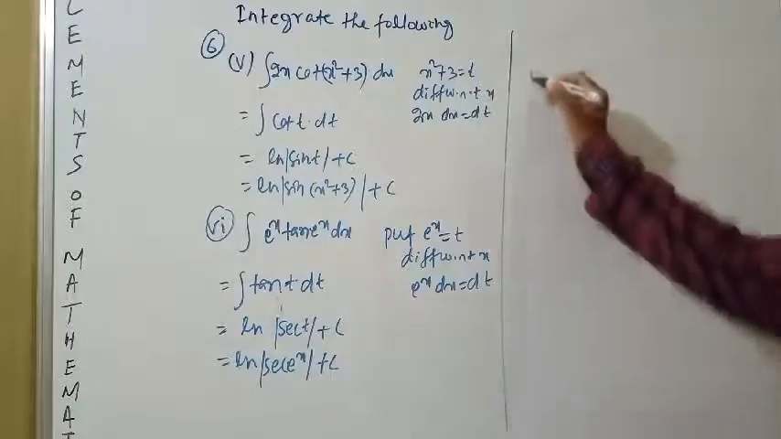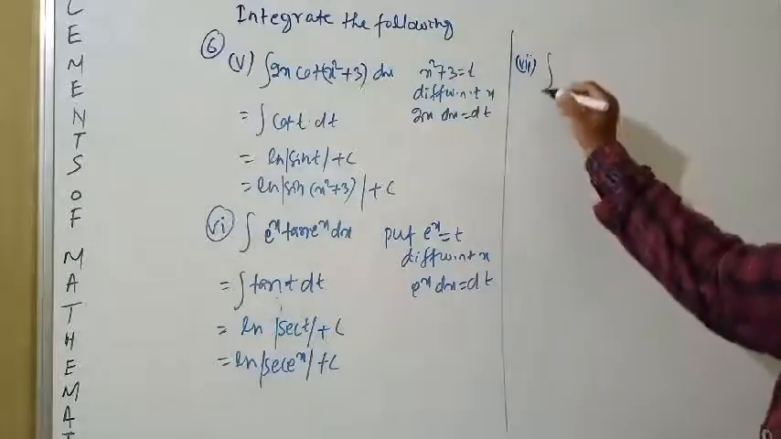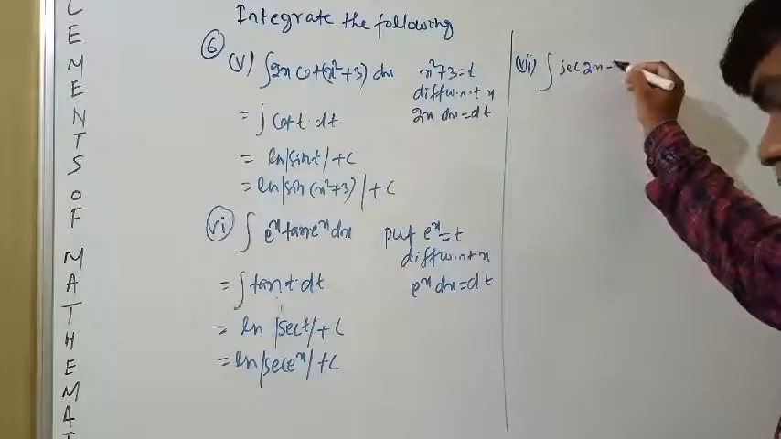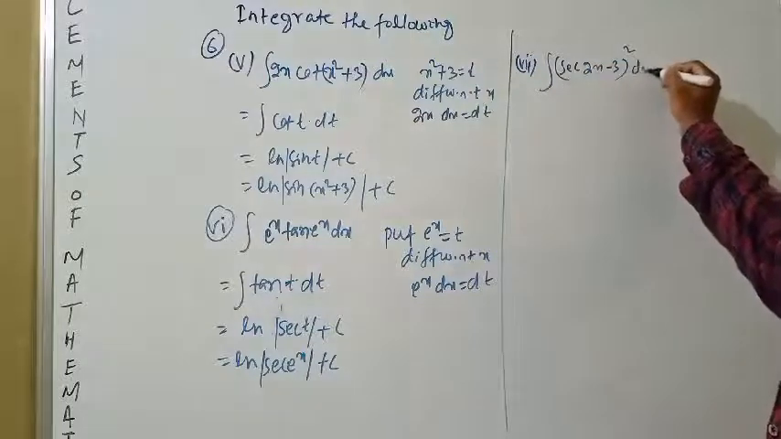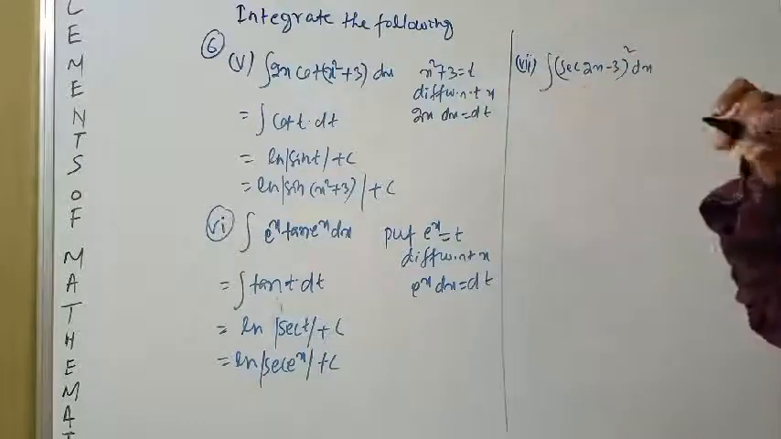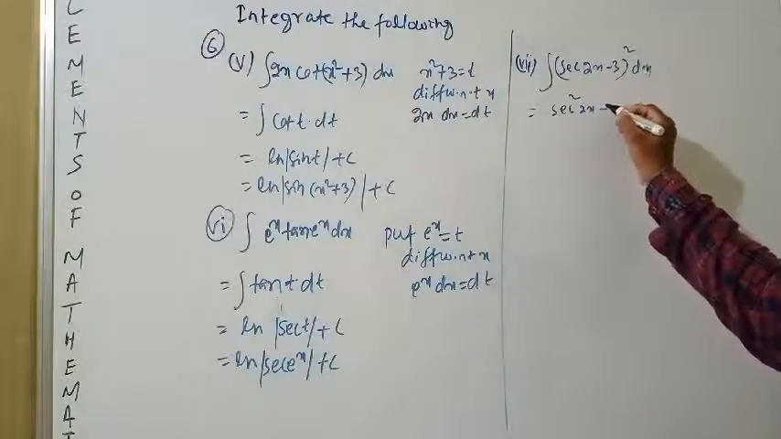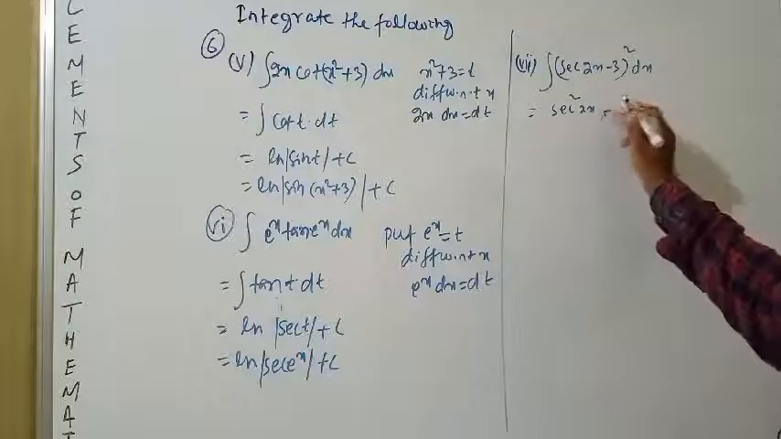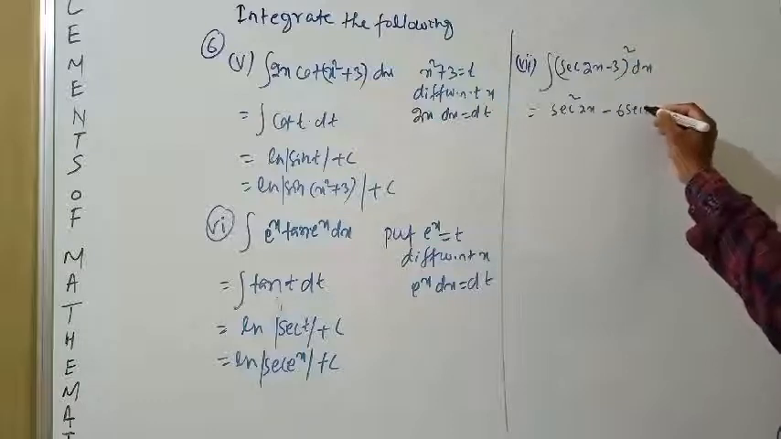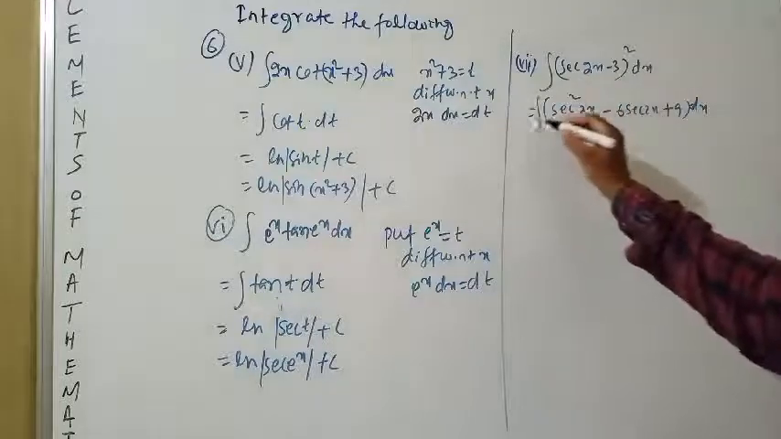Now question number 7. The question is: integration of (sec 2x - 3) whole square dx. This is in the form (a - b) whole square, so you can square it: sec^2 2x minus 2ab, that is 6 sec 2x, plus 9, dx.